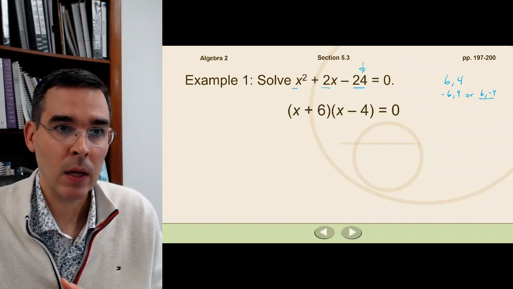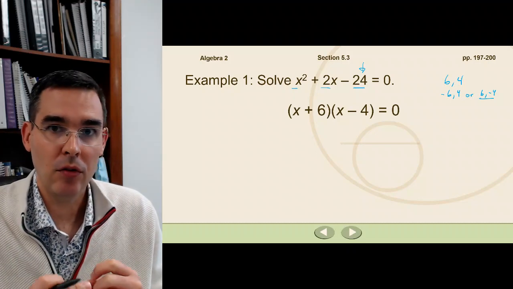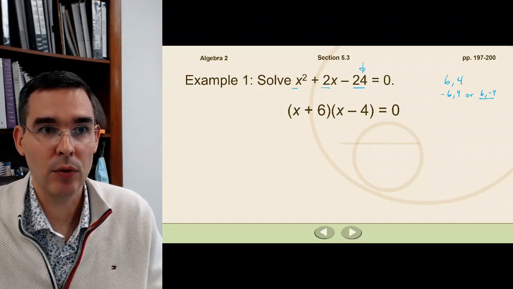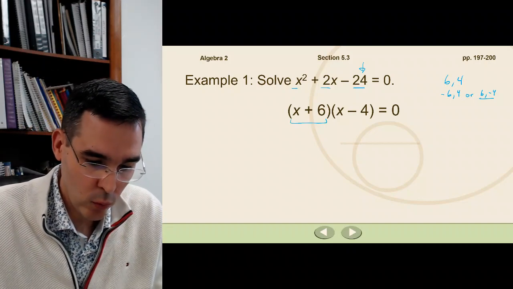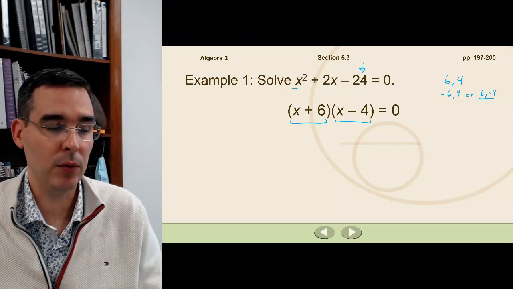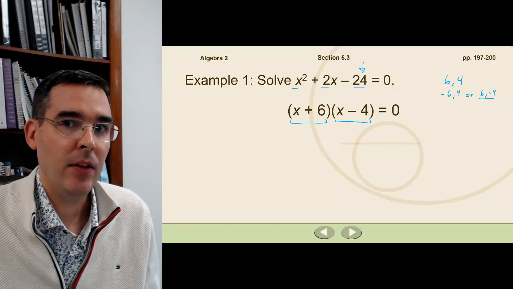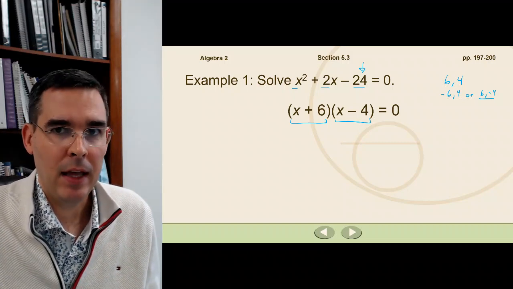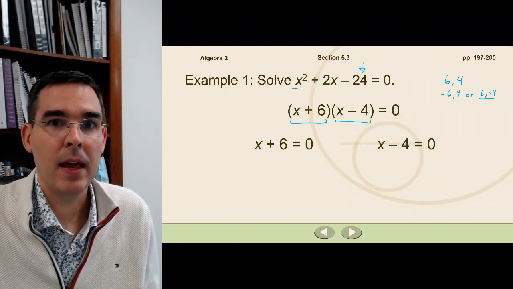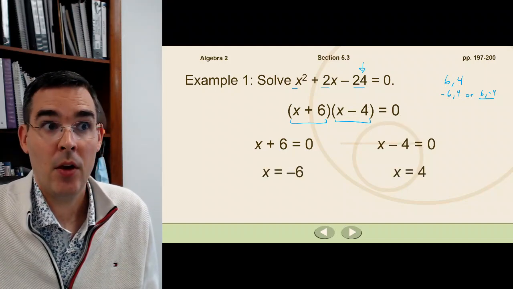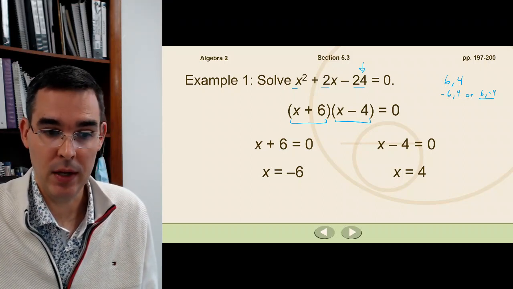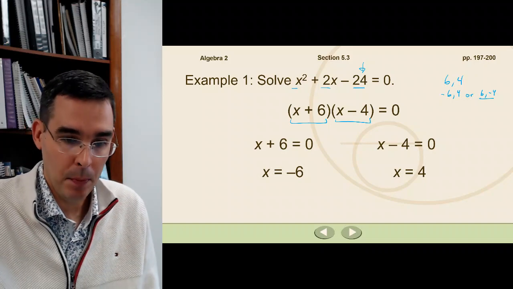So now we will use our zero product property. If this expression, x plus 6 times x minus 4, is equal to 0, then either this quantity will have to be equal to 0 or this quantity will have to be equal to 0. One of them will be equal to 0. To find out the values of x that satisfy that, we set both halves of the equation equal to 0, and then we solve for x. So this quadratic equation will have two possible solutions. X will be either negative 6 or positive 6.